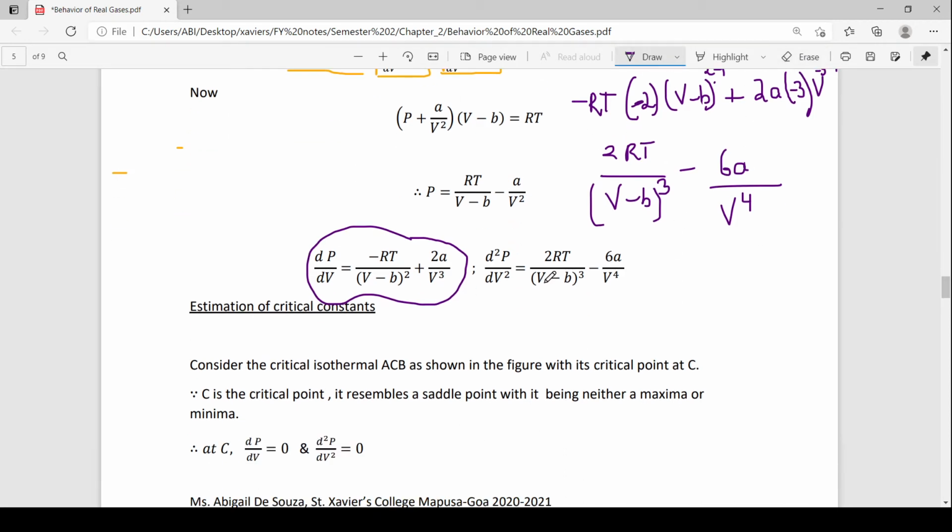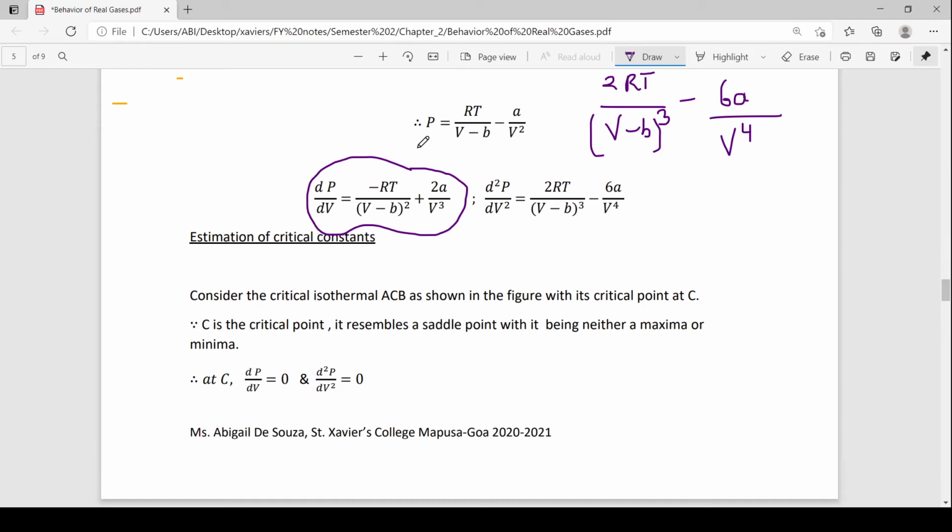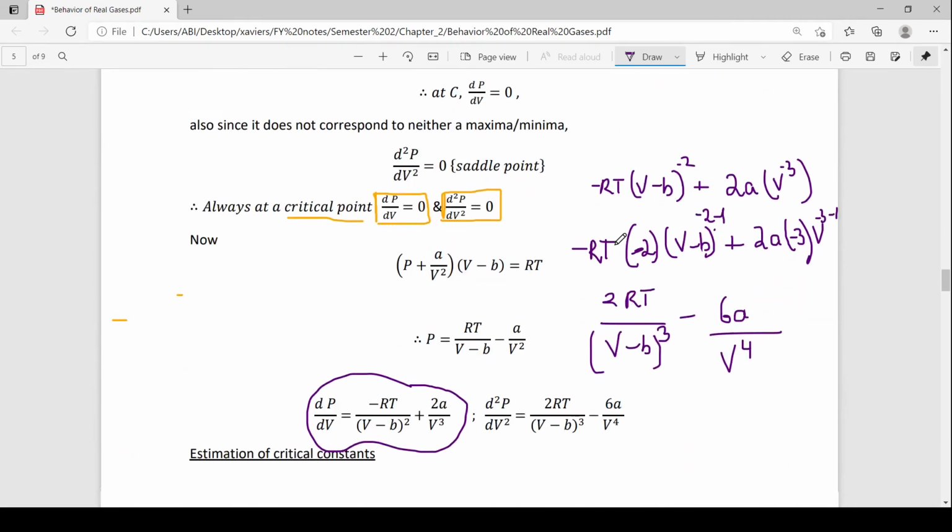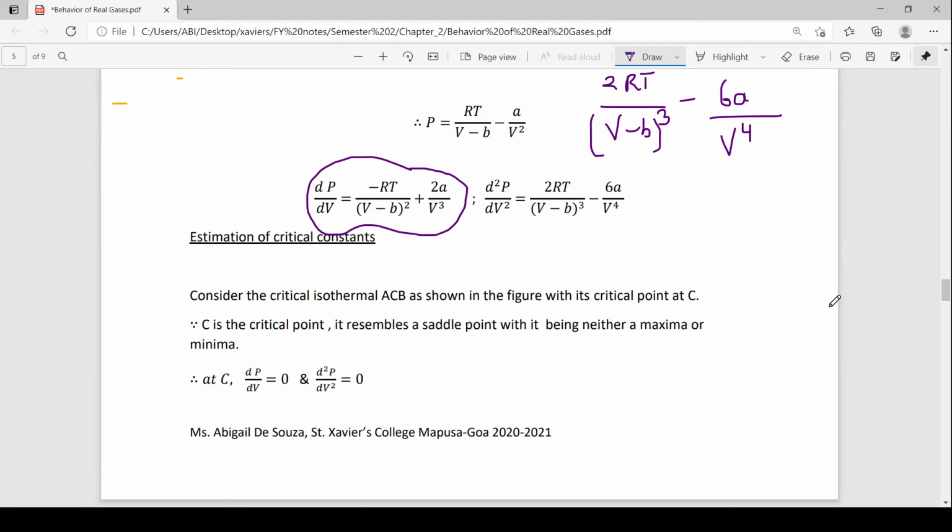Alright, now let us determine how I can find out my critical constants. Considering that critical isotherm that we see, ACB, with its critical point at C, since C is the critical point, it resembles something known as a saddle point. Saddle point is a point which has neither a minima nor a maxima. If you look at the curve, it's something like this, and this is my critical point. So it's a horizontal line. So it doesn't have a maxima nor a minima.